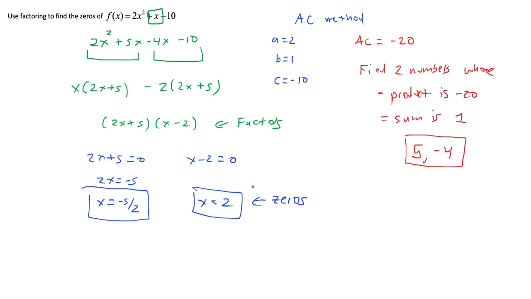So why are these called zeros? Well, because if you find f of negative 5 over 2, so you plug negative 5 over 2 back into the original polynomial and work everything out, we should get 0. Similarly, you plug positive 2 back into the original polynomial, work everything out, and we should get 0.